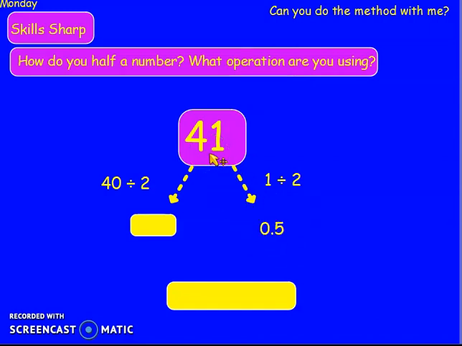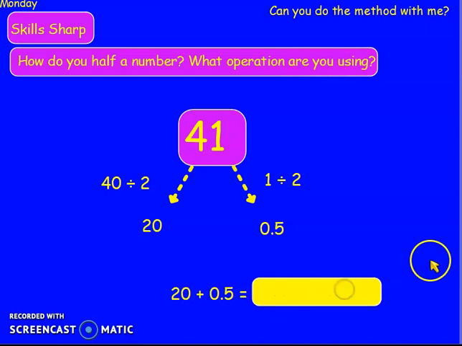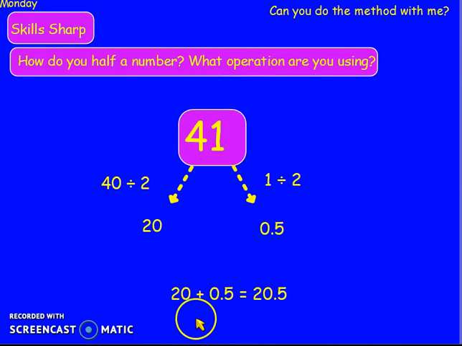Now let's have a look at the 4 tens. We've got 40 divided by 2, which is 20. So now we've got 20 and 0.5. So we need to add those two numbers together to find half of 41. 20 add 0.5 equals 20.5. So half of 41 is 20.5 or 20 and a half. You can say it both ways. Write that calculation in your book.